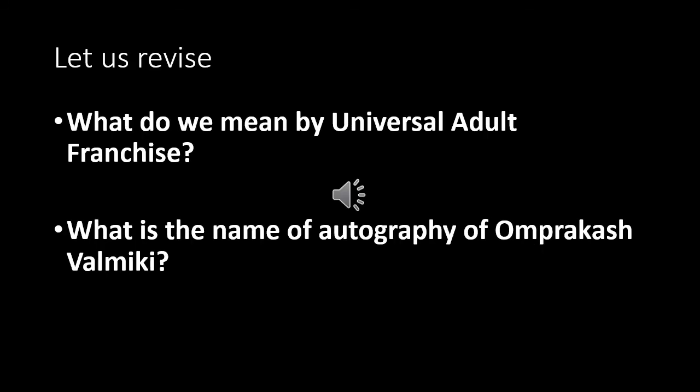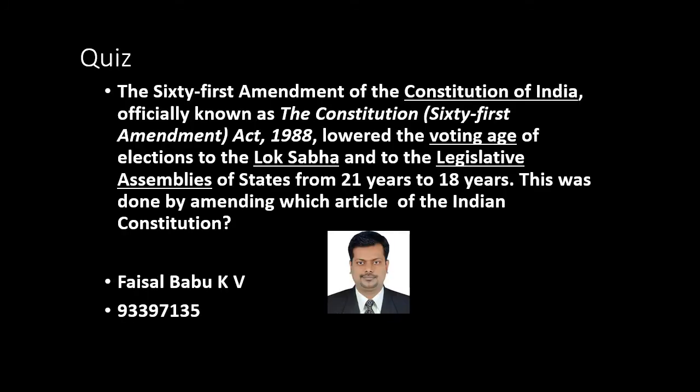Let us revise. What do we mean by universal adult franchise? What is the name of the autobiography of Om Prakash Valmiki? Here is a question for you. The 61st Amendment of the Constitution of India, officially known as the Constitution 61st Amendment Act 1988, lowered the voting age of elections to the Lok Sabha and to the legislative assemblies of states from 21 years to 18 years. This was done by amending which article of the Indian Constitution?